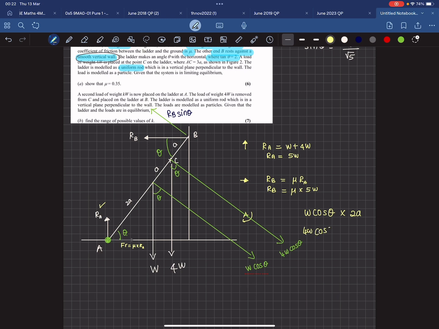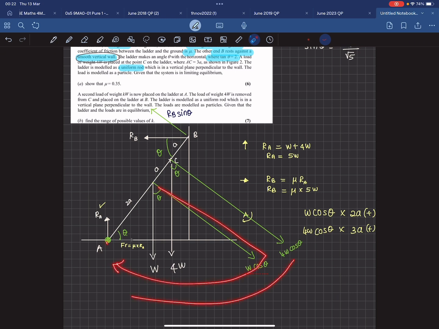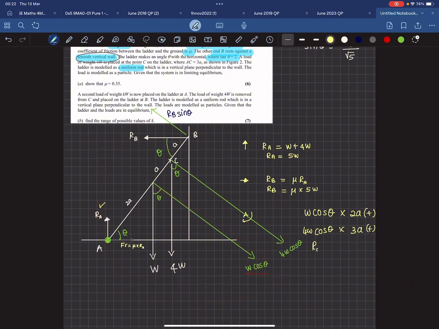4W cos theta has to move 3a, and that's clockwise. How do I know it's clockwise? This 4W cos theta has to rotate towards this direction. 4W cos theta has to rotate this way. And now RB sine theta has to move this way. So RB sine theta has to move, altogether there's 4a, so 4a, that's anti-clockwise. Now I've done pretty much everything.